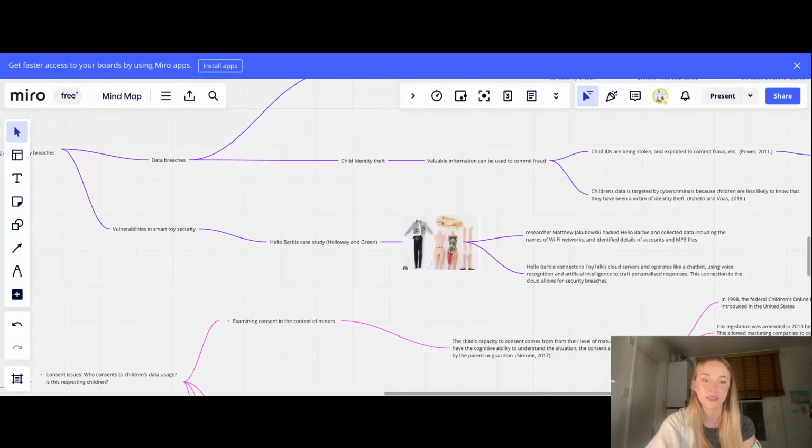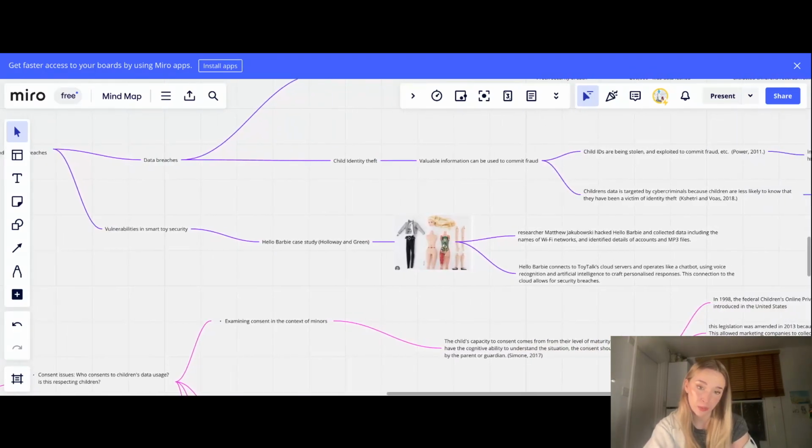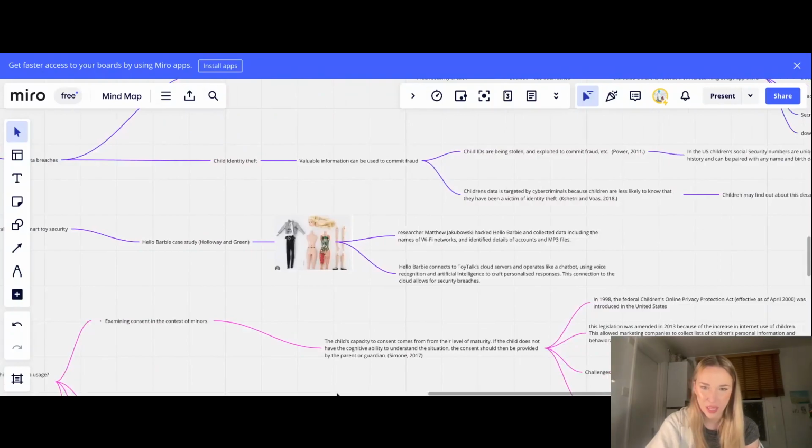So this is a case study of Hello Barbie, which is a toy by Mattel. Researcher Matthew Jakubowski hacked Hello Barbie and collected data including the names of Wi-Fi networks and identified details of accounts and MP3 files recorded from the children's voices. Hello Barbie connects to ToyTalk's cloud services and operates like a chatbot, kind of like Siri, using voice recognition and artificial intelligence to craft personalized responses. This connection to the cloud allows for security breaches.